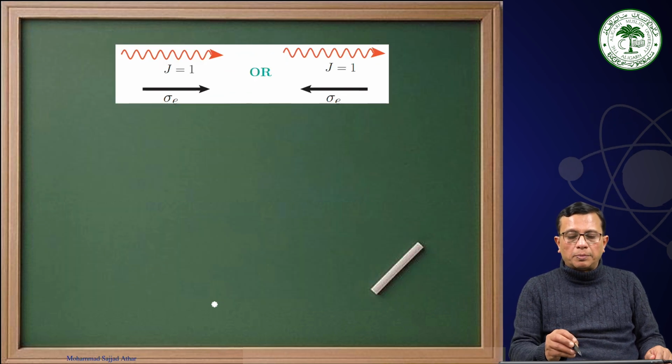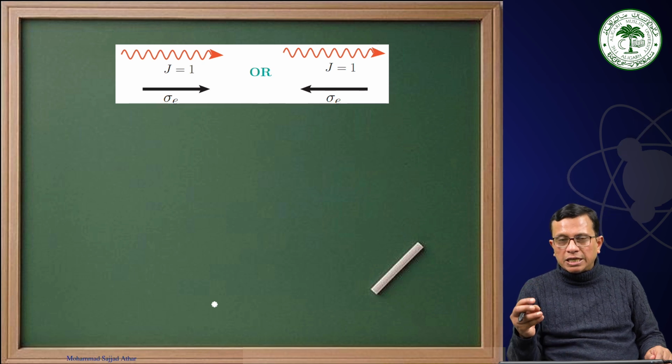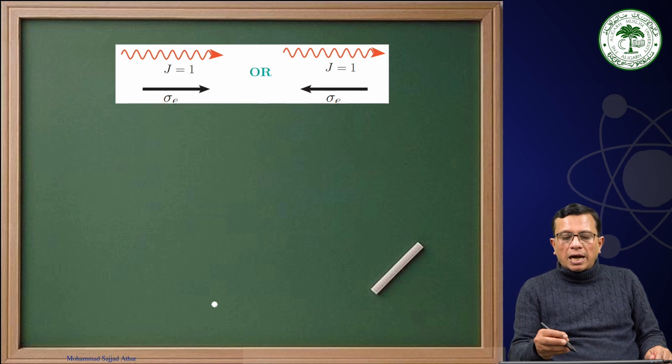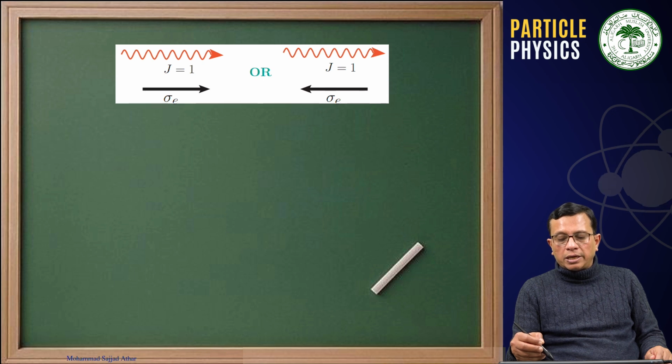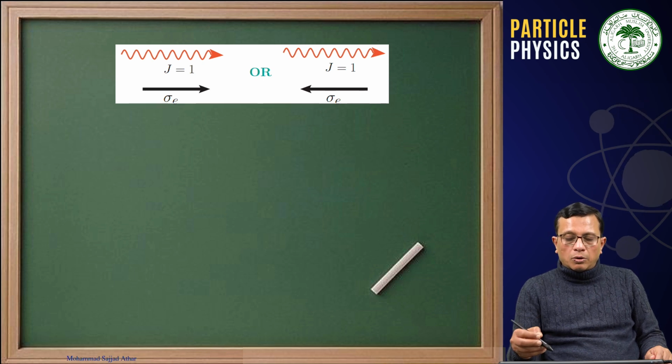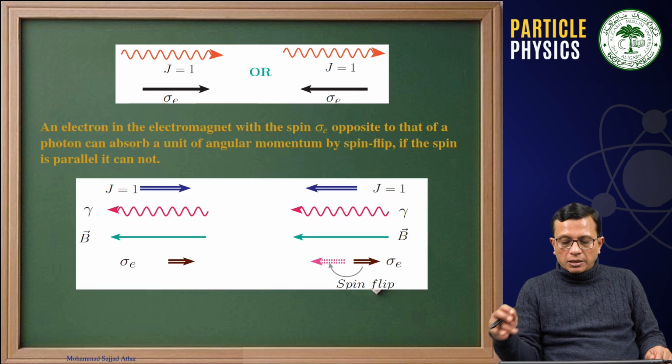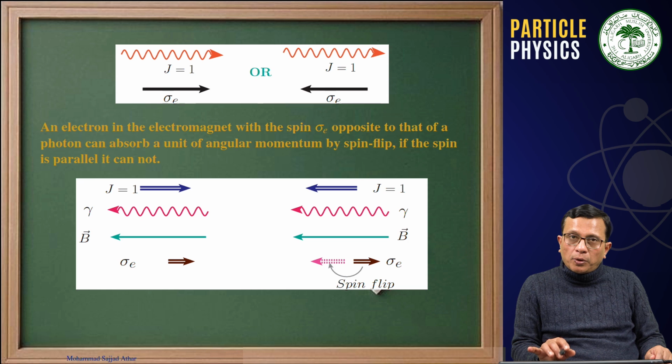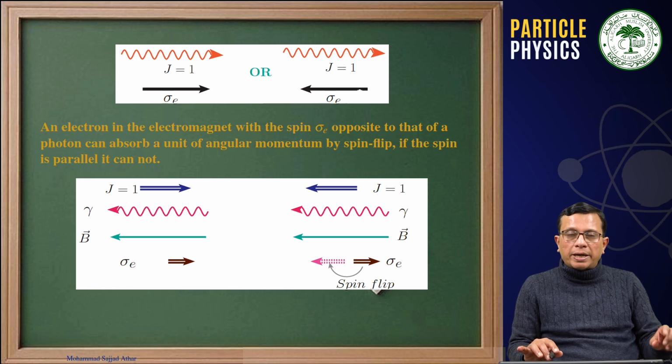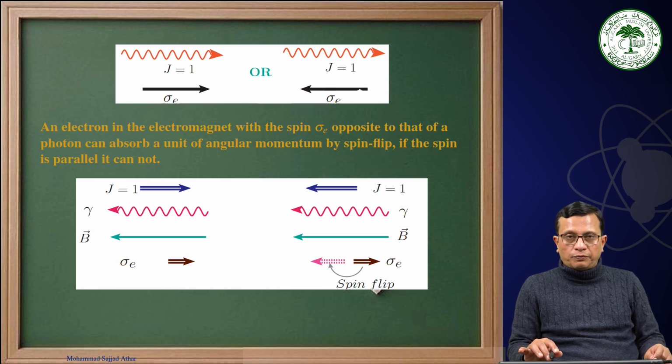This is what I am talking about: the photons released by the samarium star will either be in the direction of the spin of the electron, or opposite to the direction of the spin of the electron. Now, what's important is that if it is in the opposite direction of the spin of the electron, then the electron in the magnet can absorb this photon, and its spin will be flipped.